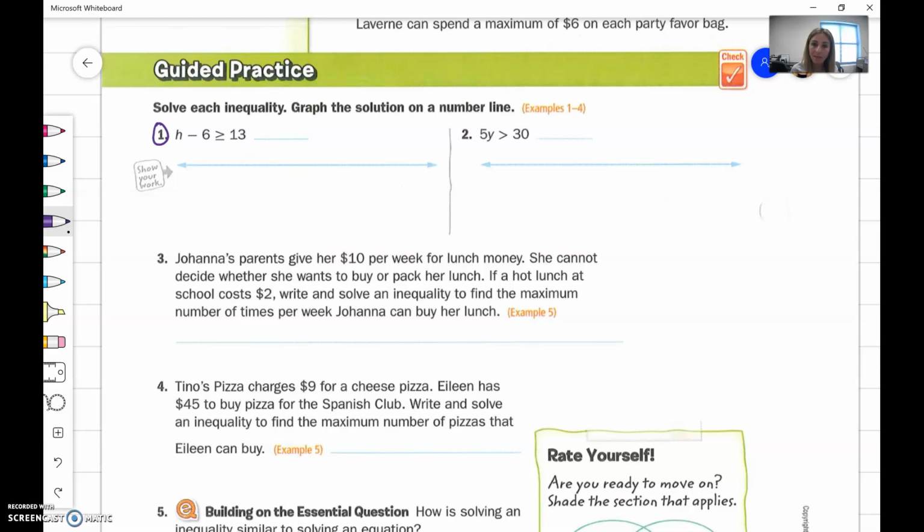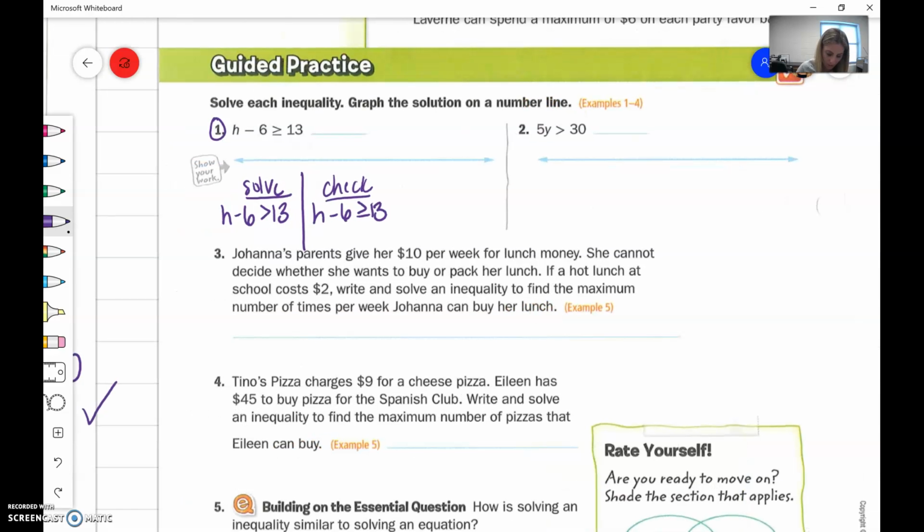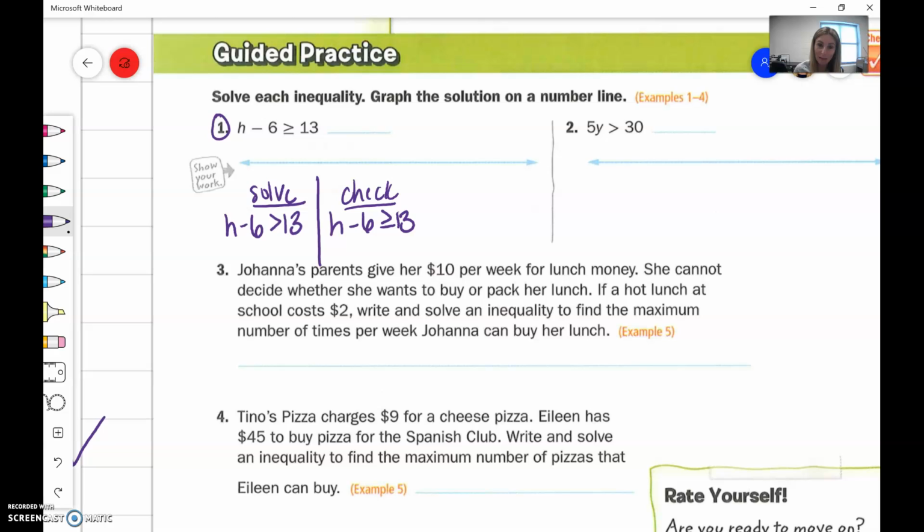It says h minus 6 is greater than or equal to 13. So we're still going to do the solve and check. We're going to solve over here and then check right here. So we're going to rewrite this twice. H minus 6 is greater than or equal to 13. I'm not sure if I said that the first time or not, but anyways, it doesn't matter. I know what I mean.